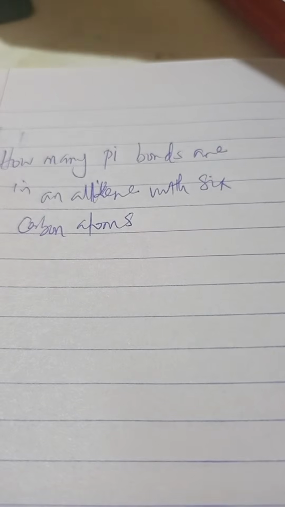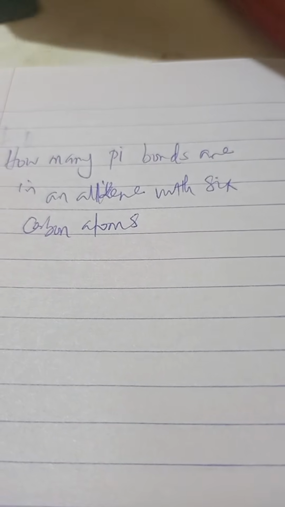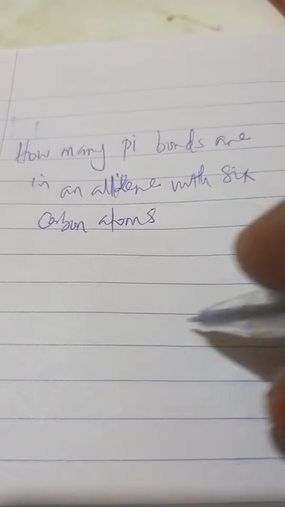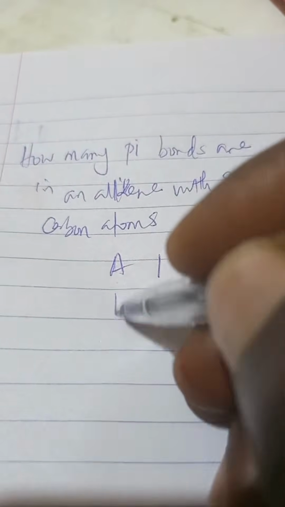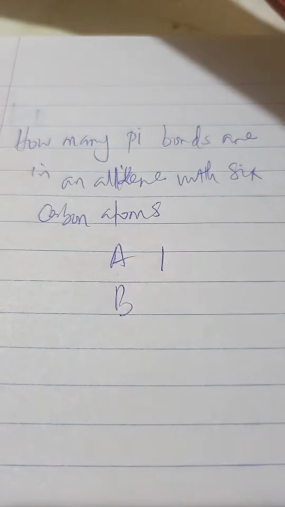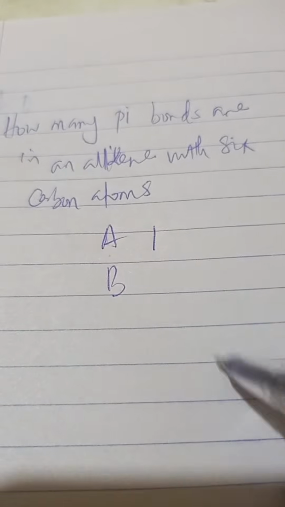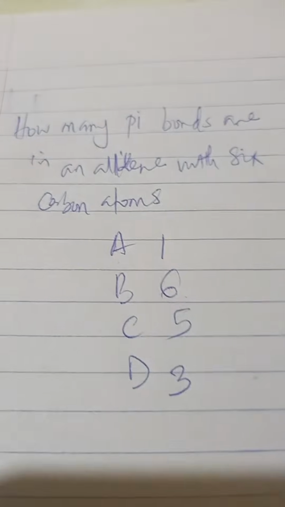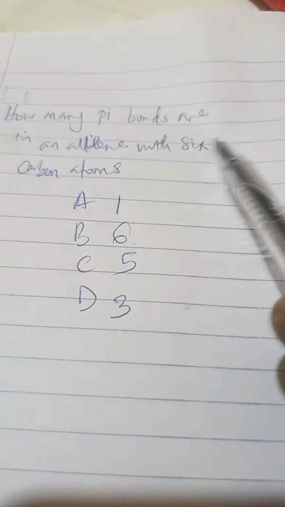So if you watch carefully, the options are A, 1; B, 6; C, 5; D, 3. How many pi bonds are in an alkene with 6 carbon atoms?